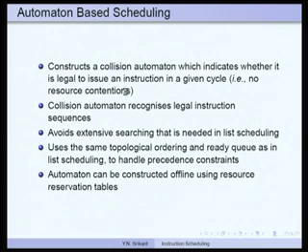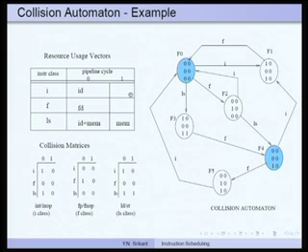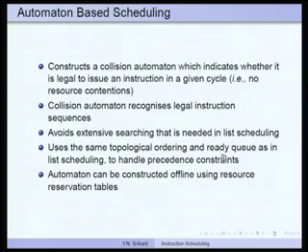Let me show you an example. Here is the collision automaton for a simple example. These are the various states of the collision automaton. Each one of these states has a matrix, and there are many edges going out of each state. So, this is a finite state automaton. Each of these edges is labeled with an instruction class.